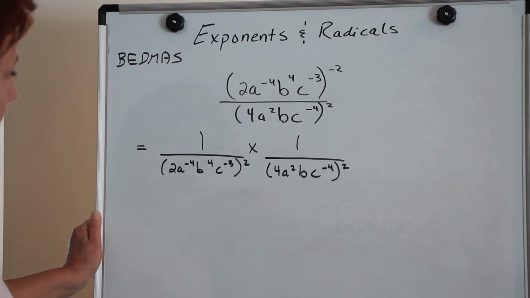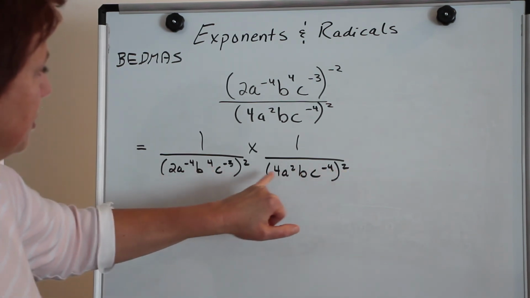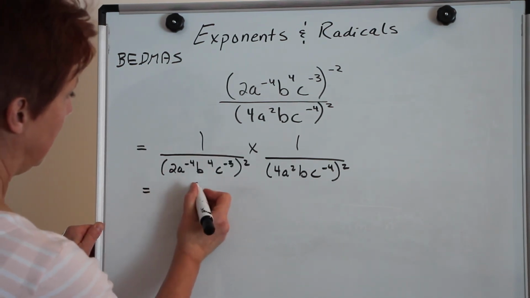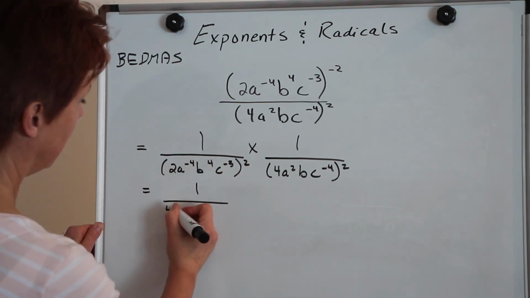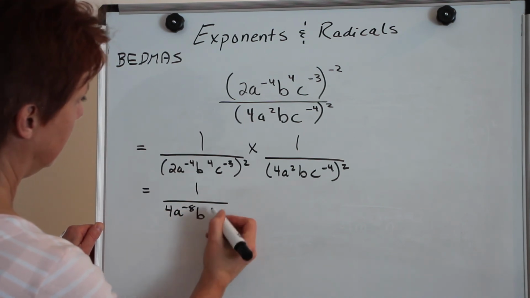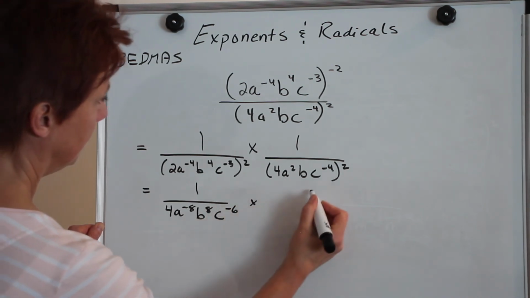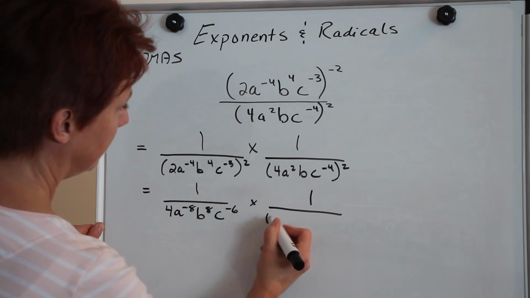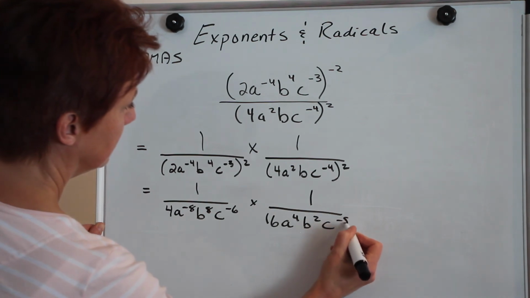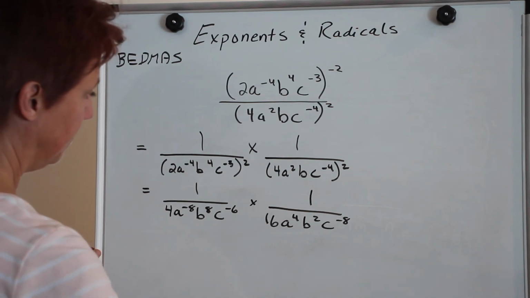So now what we'll do is we will apply these exponents, this exponent to what's in here, and this exponent to what's in here, and then we'll bring the two fractions together. So we have 1 over 2 squared is 4, a to the negative 4 squared is a to the negative 8, and I'll just write out what these are. Four squared is 16, a to the 4, b squared, c to the negative 8. And now what we're doing is we're just bringing these two together.